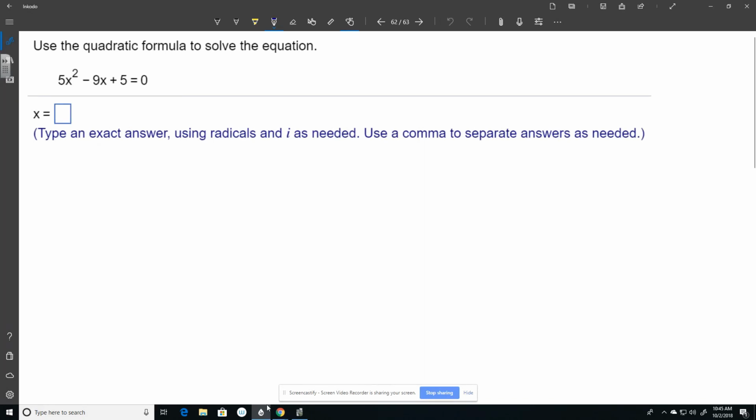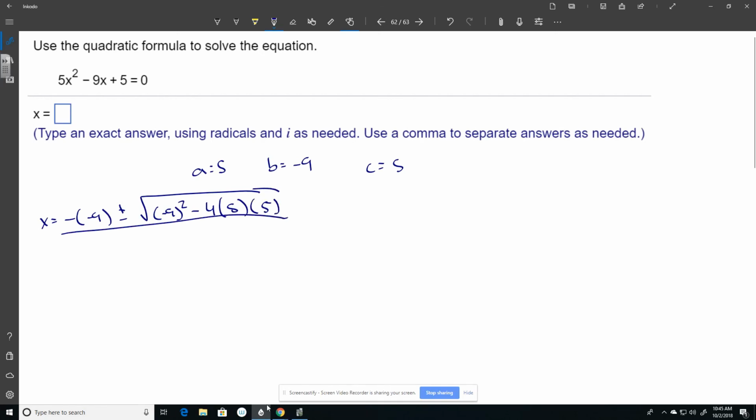Use the quadratic formula to solve. Another one. A equals 5, B equals -9, C equals 5. So x equals -b, which is 9, plus or minus the square root of -9 squared minus 4 times a times c, all divided by 2 times 5. So 9 plus or minus square root, 81 minus, this is going to be 100. So 81 minus 100 is -19, divided by 2 times 5, which is, whoops, that's just 10.